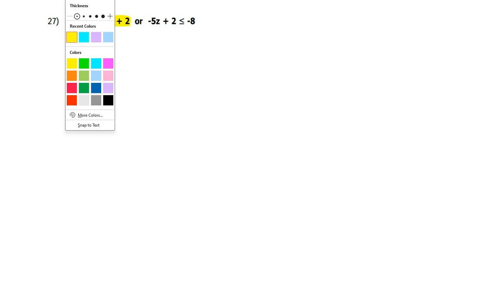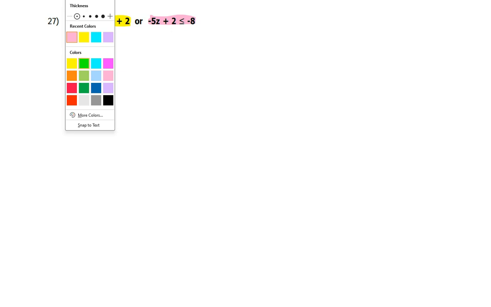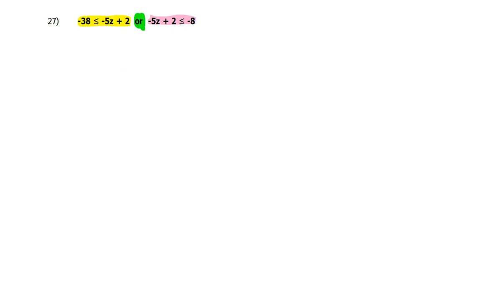Okay, 27 has two separate inequalities. You have this one here, and then you have this one here. And they are separated by the word or. Okay, so I am going to start with the one in yellow.